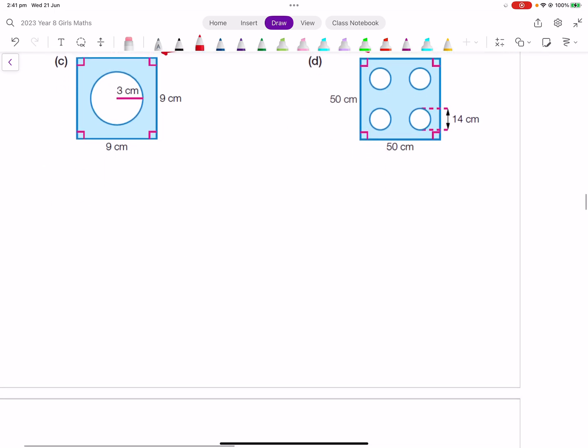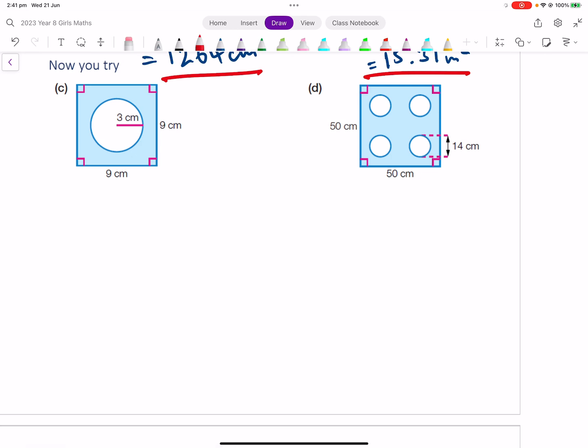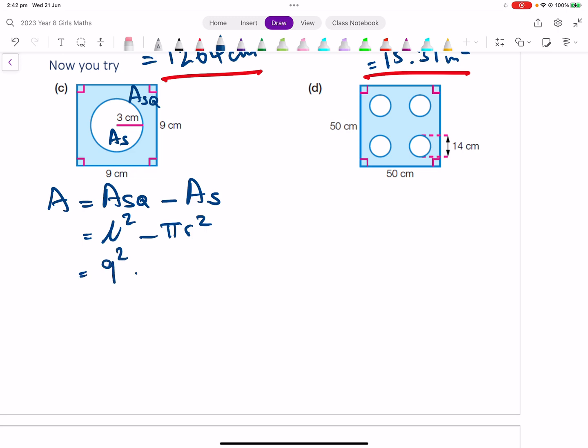All right, we're back. I hope you went well with these ones. I'm just going to step you through my solution for these ones. I reckon this is the area of a circle. I'm going to say this is the area of a square. So the area of the shaded bit is going to be the area of the square minus the area of the circle. The area of the square is length squared. This area of the circle is, do you remember the area of a circle? Pi r squared. Length is 9, so it's 9 squared minus pi times, and the radius of our circle is 3 centimeters.